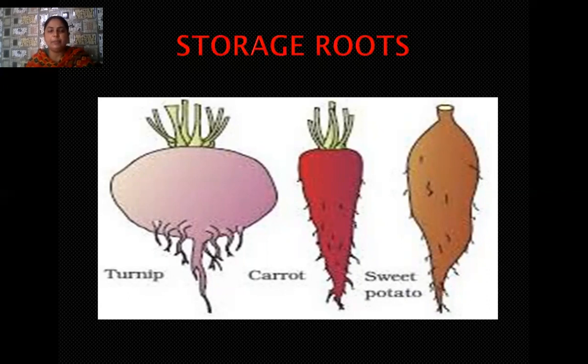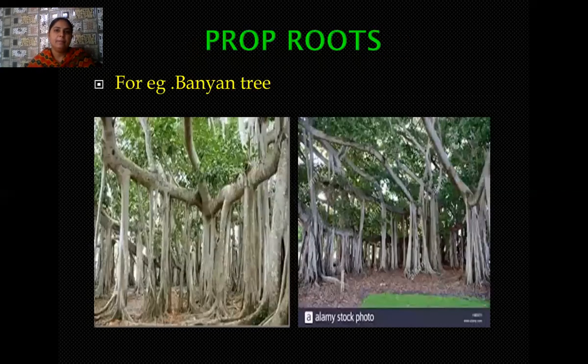And in the case of sweet potato, or you can say in the case of radish, fusiform roots are there. Fusiform roots also have a broad anterior end, but their posterior ends are somewhat tapering. Okay, students. The next type of roots are the prop roots. As I have already told you, these prop roots have a special function. They provide support to the plant.